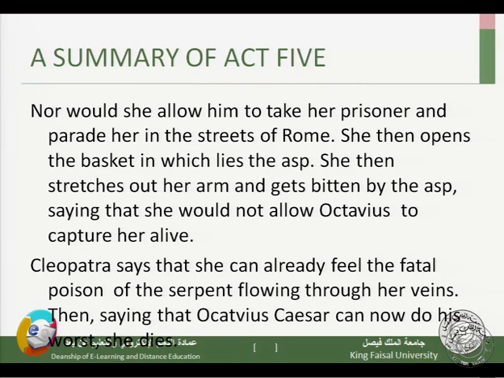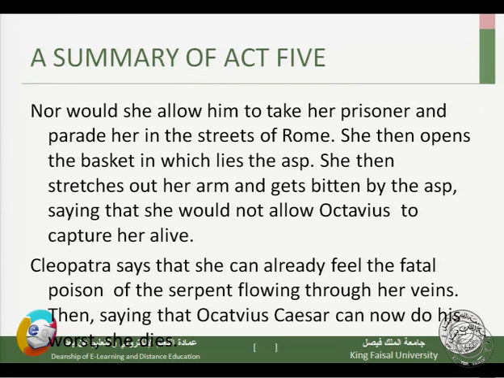She prefers to die by being bitten by an asp, saying that she would not allow Octavius to capture her alive. Cleopatra says that she can already feel the fatal poison of the serpent flowing through her veins. After being bitten, she felt that the poison is spreading all over her body. Then, saying that Octavius can now do his worst, she dies.